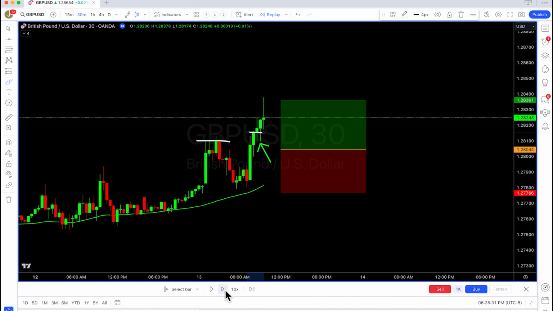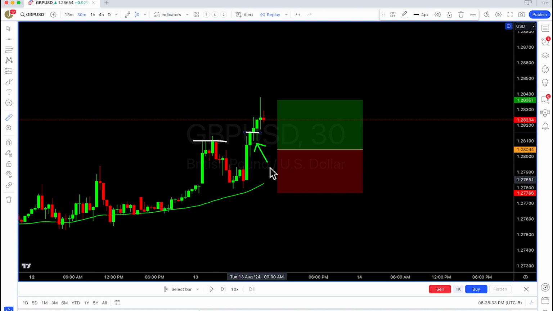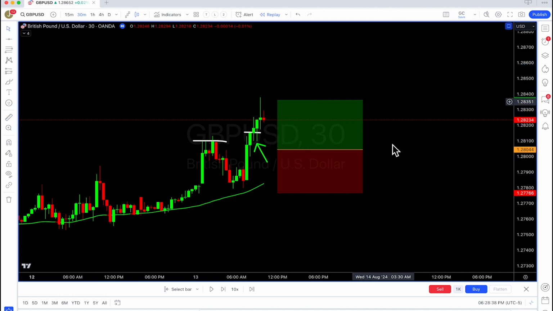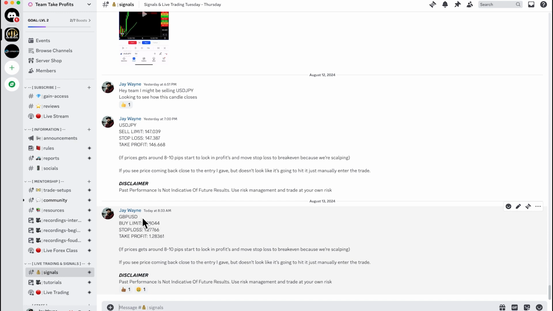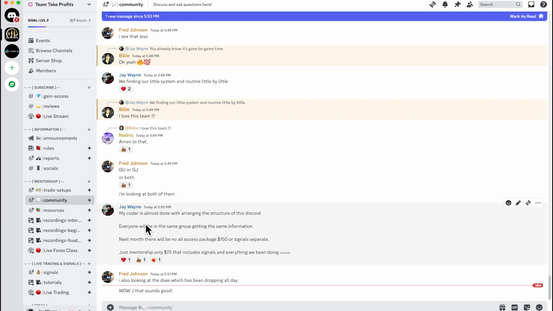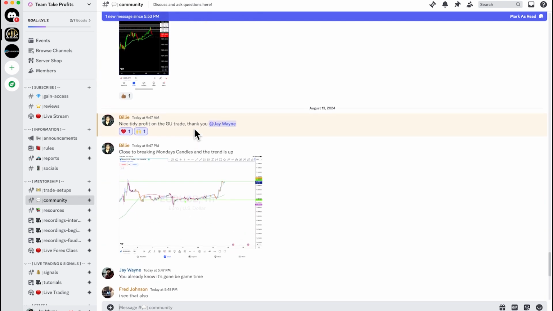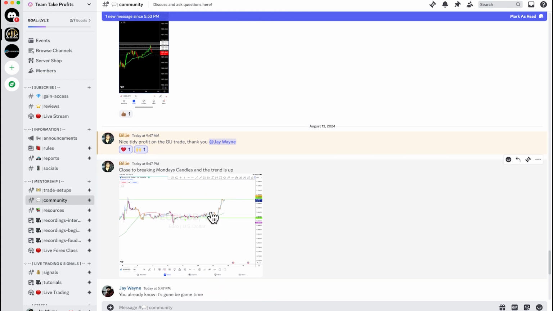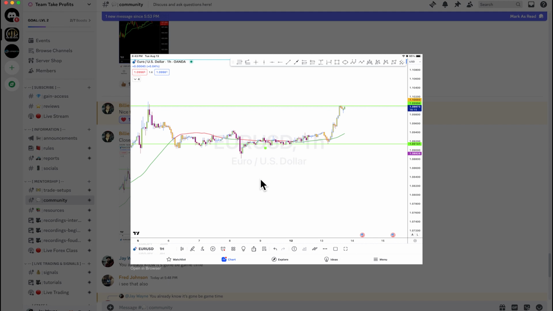All right, and that's TP. So that is 30 pips. That's great. The signal was sent this morning for the GU trade, and if I go to the community, Billy said nice little profit on that GU trade. So she took advantage of that. That's what's up. Shout out to Billy, because we're looking at another trade opportunity on Euro USD.